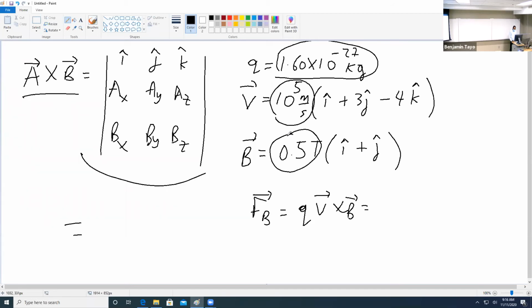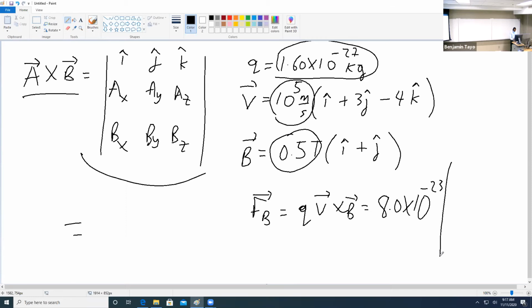If you do that, 10 to the power 5 and 10 to the power 27 should give me 10 to the negative 22. And then we're multiplying 0.5 times 1.6, that's 0.8. So you end up with 0.8 times 10 to the negative 22, which is the same as 8.0 times 10 to the negative 23. So all of this is equal to 8.0 times 10 to the negative 23.